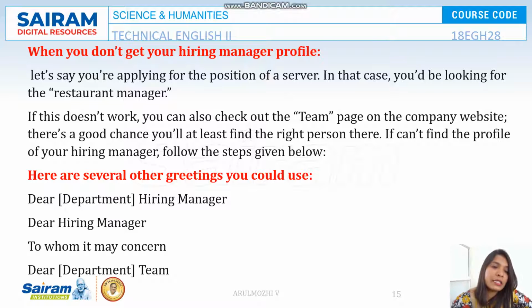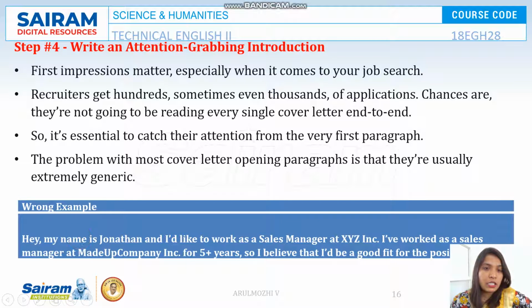Or, to be very formal, though it sounds slightly mechanical, address it to whomever it may concern. But try to avoid all these and try to find out the particular name of the person, as that will create the best impression about you. And then write an attention grabbing introduction.